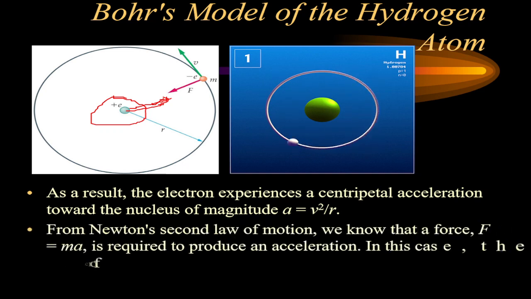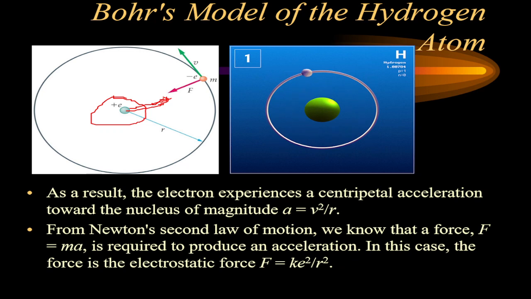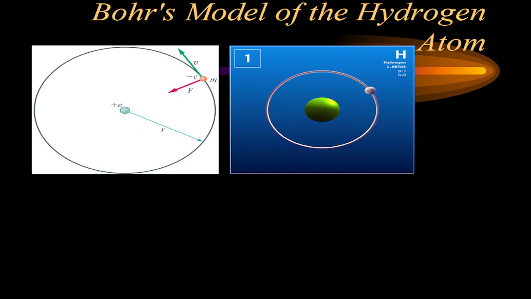So we'll use Newton's law as I mentioned, where F is equivalent to ma, and finally we'll relate it to F equals ke squared over r squared, wherein this is the electrostatic force. So let's have that equation in the next slide.